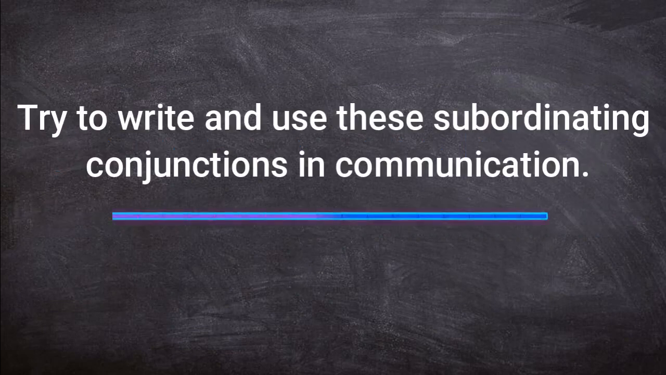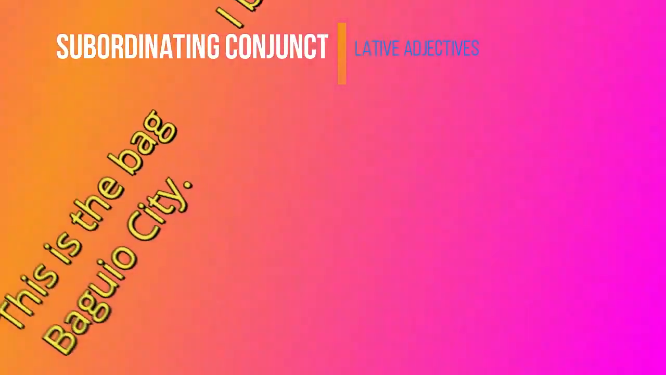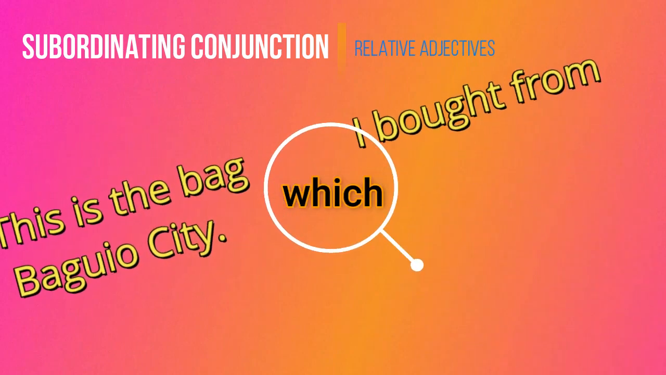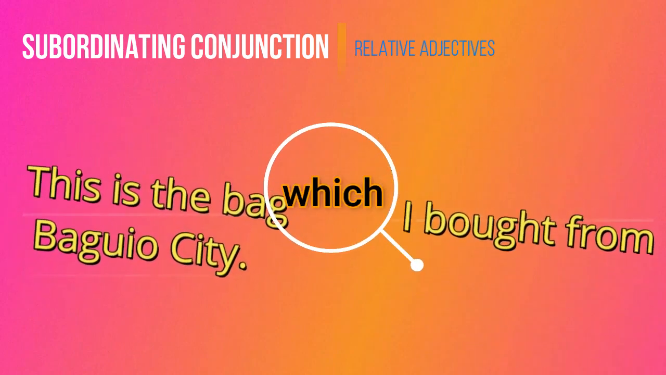Alright, so this is a reminder, no? Try to write and use these subordinating conjunctions in communication. Kasi kung hindi mo itatry, hindi mo matututunan. Next, let's have the subordinating conjunction. We will be using relative adjectives dito.